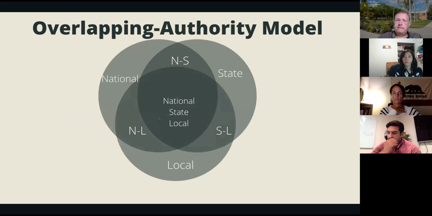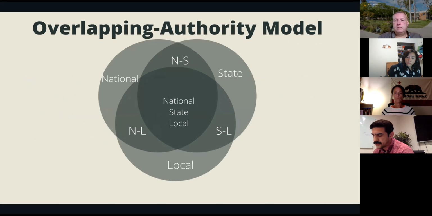So looking at the last model, we have the overlapping authority model. We saw the two previously. They're on opposite ends of the spectrum, but he talks about this third model as the most representative of intergovernmental relationship practice. And you can see there's a substantial area within the center where there's a lot of involvement with the national, state, and local units.